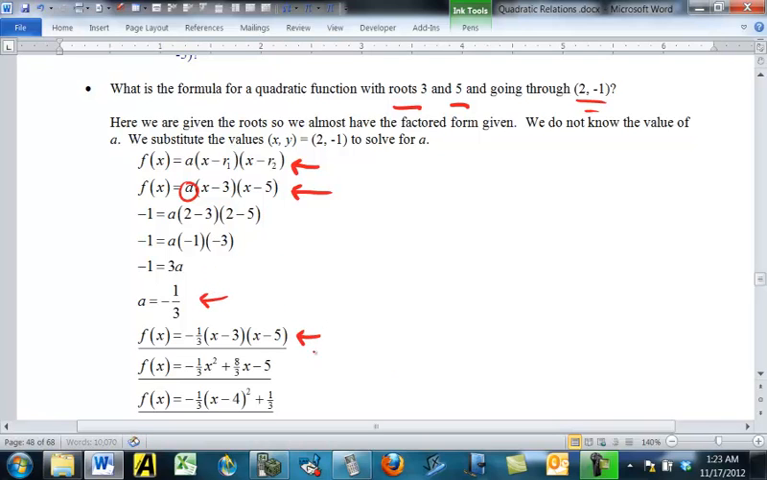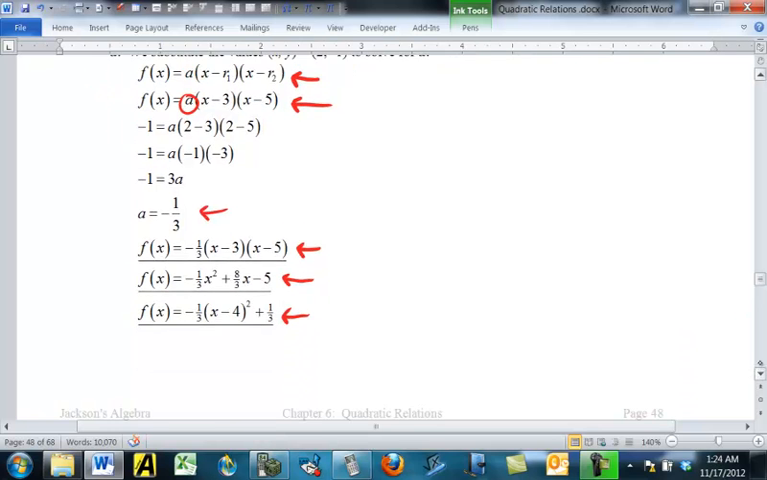Now we have that form. Multiply out, distribute, we get this form here. Average these two roots, negative 3 and 5 average out to be 4, so it's x minus 4 squared. Same a, all three cases. And then plug in the 4 in either one of these first two formulas to get 1/3, so we know that's the formula there.